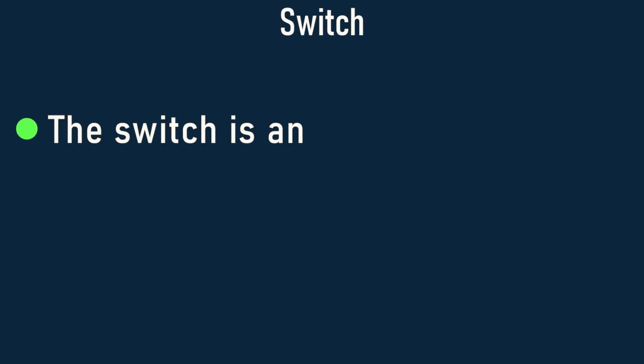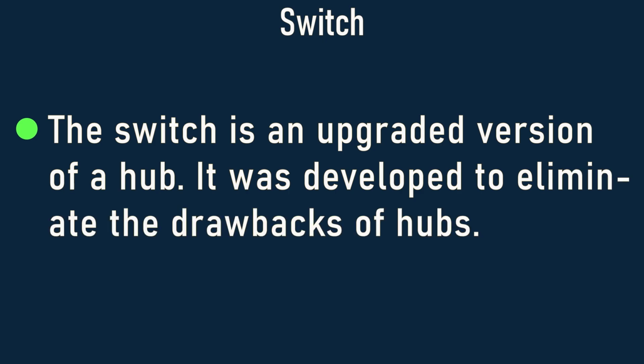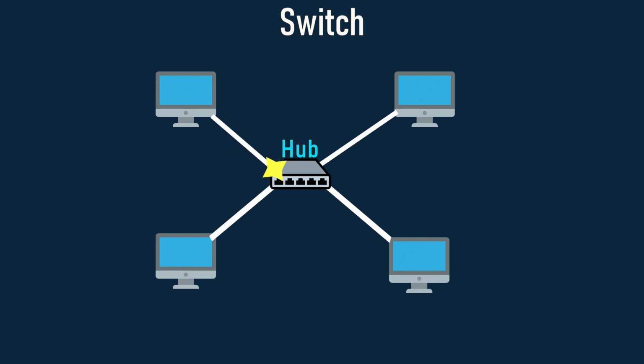The switch is essentially an improved or upgraded version of a hub. It was developed to eliminate the drawbacks of hubs. A hub has two very obvious flaws. It is not an intelligent device because when it receives a packet, it forwards the packet to all the devices that are connected to it, even if the packet is not intended for those devices. The packet is still forwarded to them.